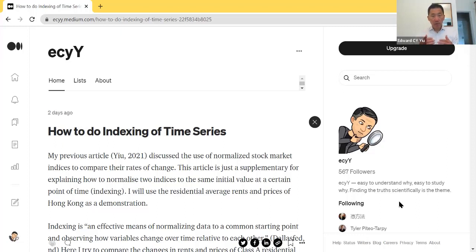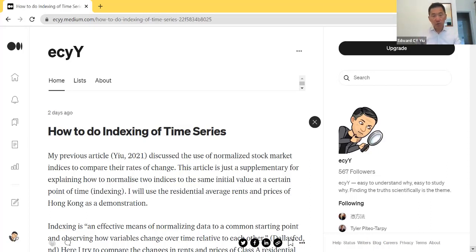So it is about comparing different price indices. And this article is a supplement explaining how to do the normalization by putting two indices to the same initial value at a certain point in time. That's what we call indexing.